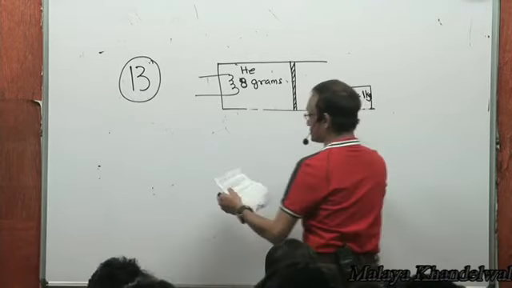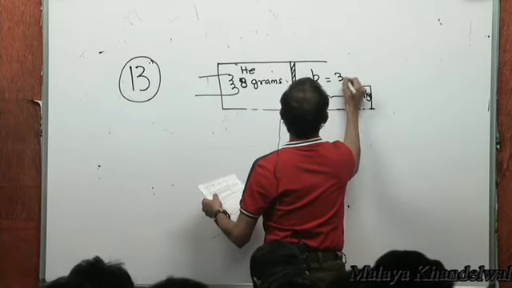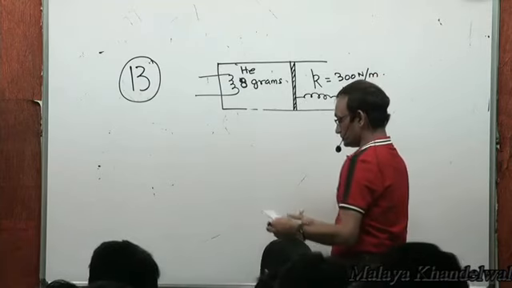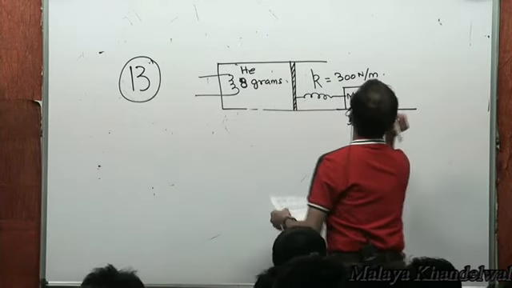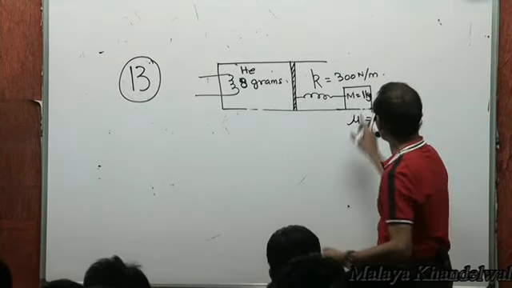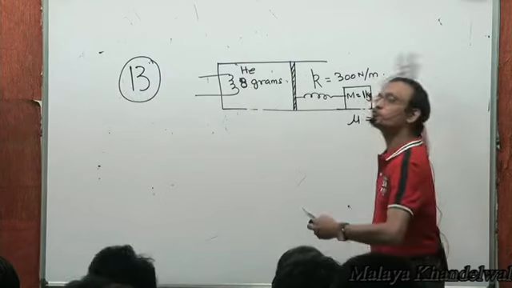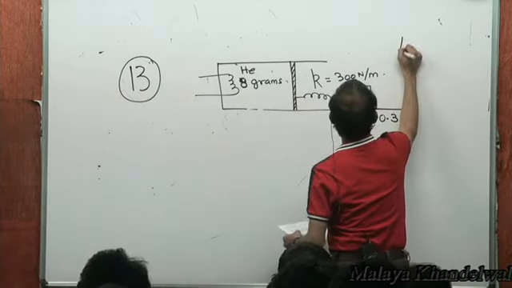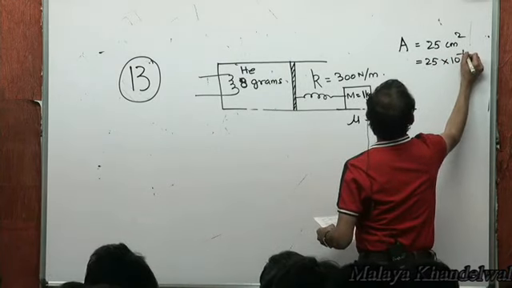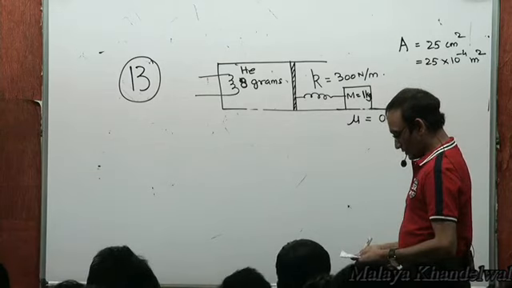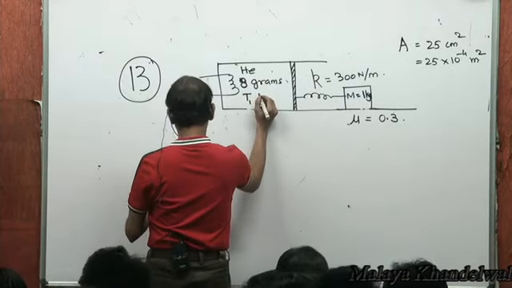This is a light smooth adiabatic piston, and there is a spring of force constant K equal to 300 Newton per meter. And mu equal to 0.3 is the coefficient of friction, here between this and the ground. Not between the piston and the ground, but between the mass and the ground, which is outside the cylinder. Area of cross section of the piston is given to be 25 centimeters squared, which is 25 into 10 to the power minus 4 meters squared. Initially the spring is relaxed, and the initial temperature T1 is given to be 400 Kelvin.